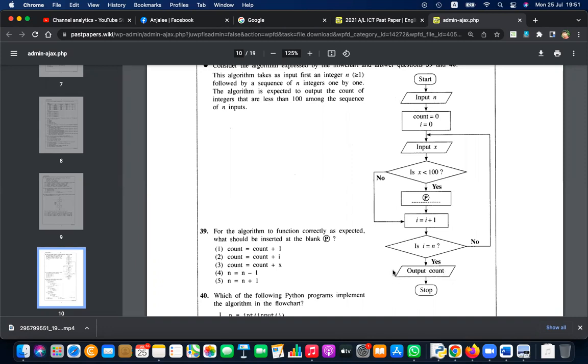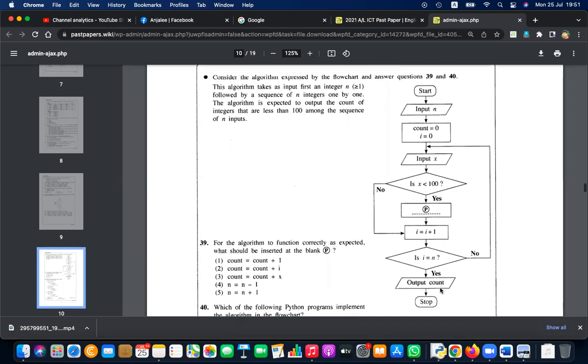Parallelogram. It is input or output. That is output, right? Then the stop. So can you see it is the same thing that you learned in grade 6? The only thing is this flowchart and algorithm are a bit more complex. So what you learn in grade 6 is applicable even for A levels.